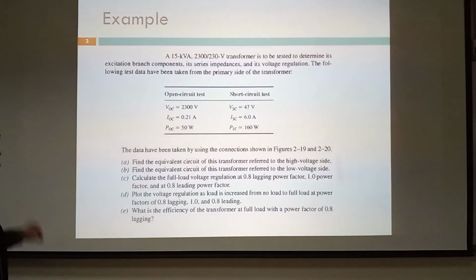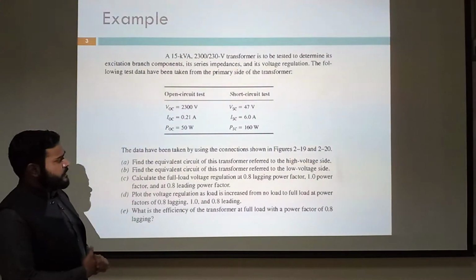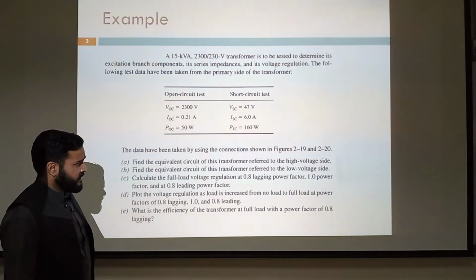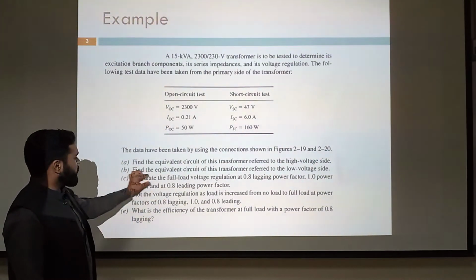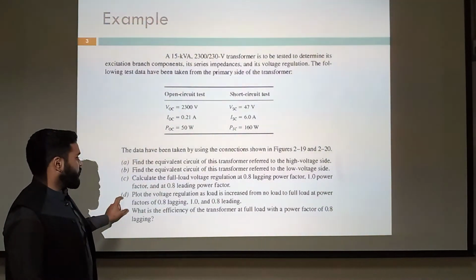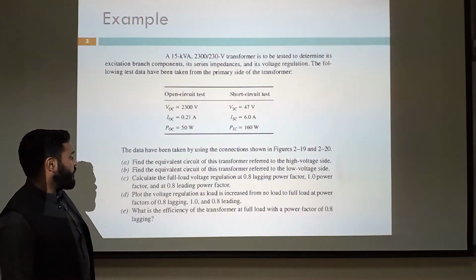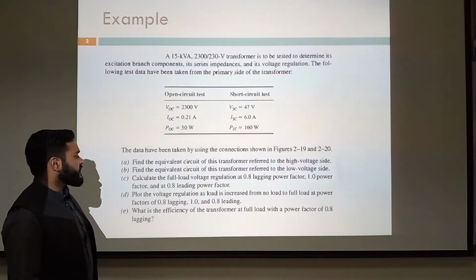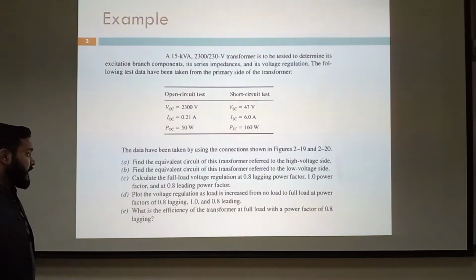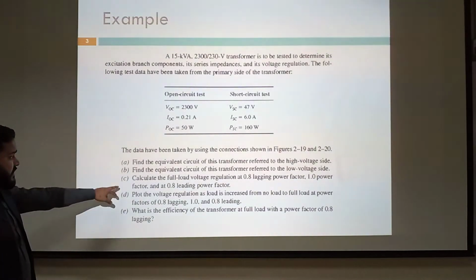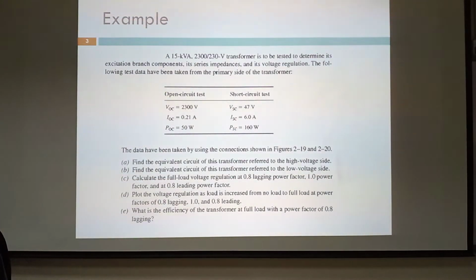Also, we have to find the full load voltage regulation at 0.8 lagging power factor, unity power factor, and 0.8 leading power factor. So we have to compute the voltage regulation. Also, we have to plot the voltage regulation as load is increased from no load to full load at power factors of 0.8 lagging, 1, and 0.8 leading. In the last part, what is the efficiency of the transformer at full load with a power factor of 0.8 lagging? Now in this part we have to compute the efficiency.